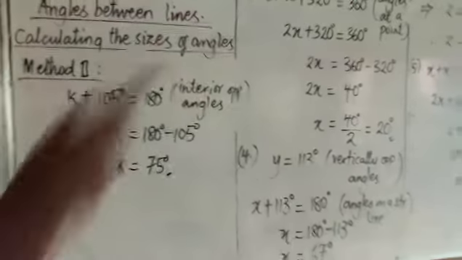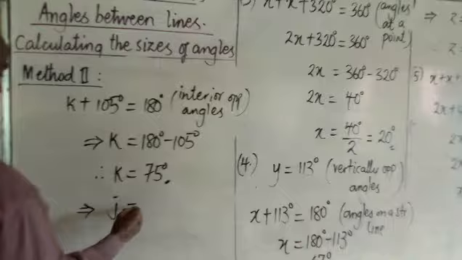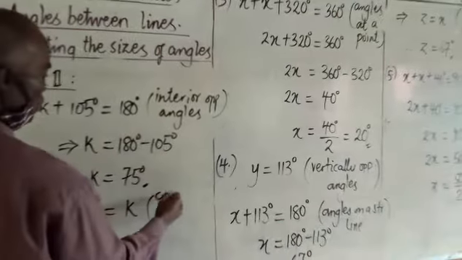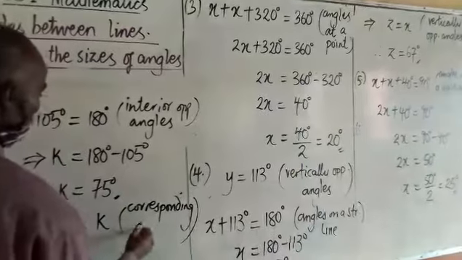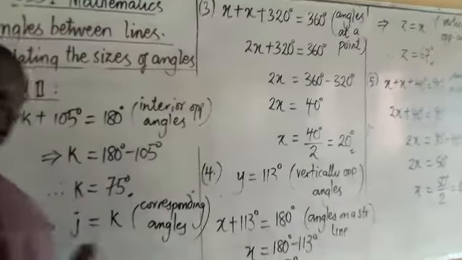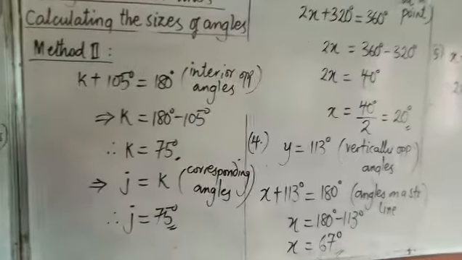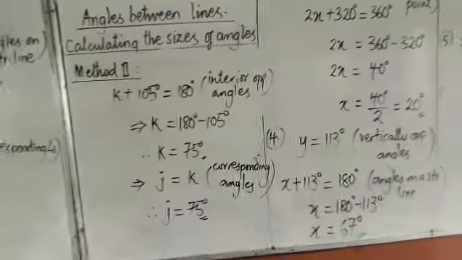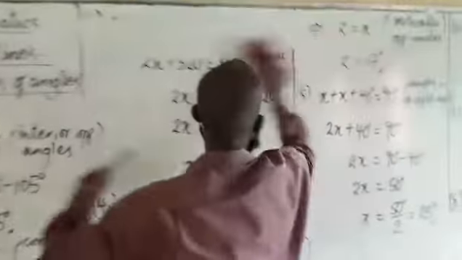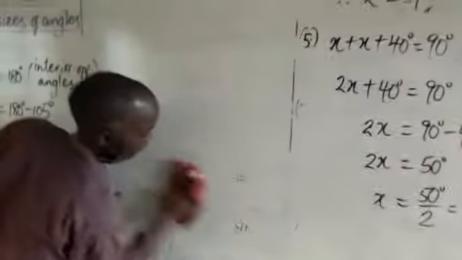So therefore K is equal to 75 degrees. So with the value of K, you can find J. So it implies that J equals K, corresponding angles. Therefore, J is equal to 75 degrees. You obtain the same result. Okay? The next one, question 7, very quickly. Example 7.